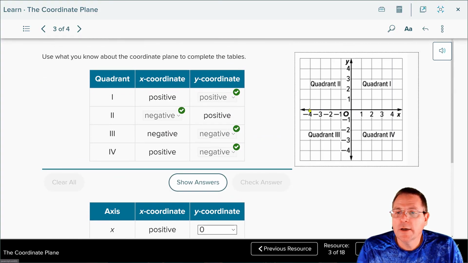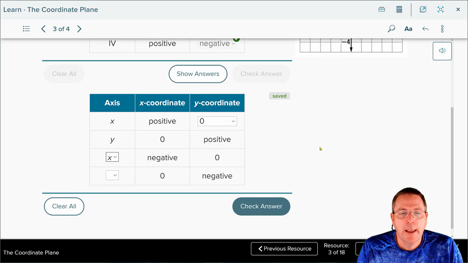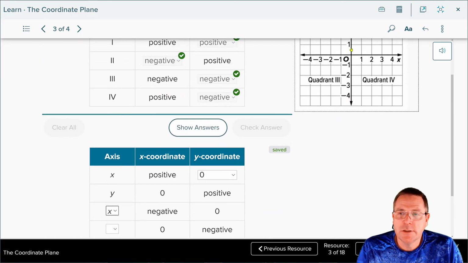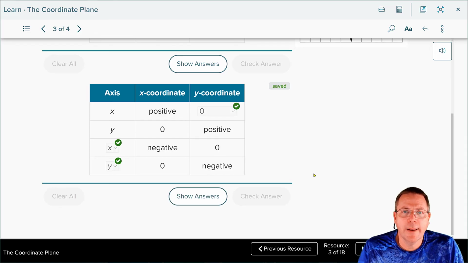A negative x means it's here, a 0 y means it doesn't go up or down, so it's going to land on your x-axis. And then what if we have 0 for your x, meaning it doesn't go left or right, and a negative number for your y? That means it's going to land on your y-axis. Check your answers, and everything checks. We are going to stop part 1 right here, come back and watch part 2 to see what else we know.